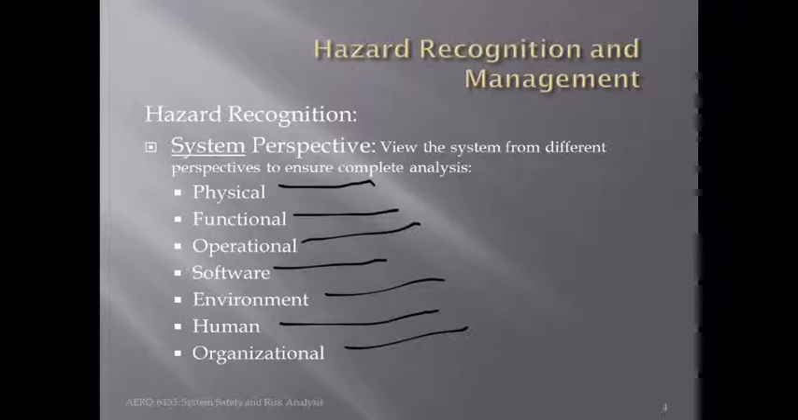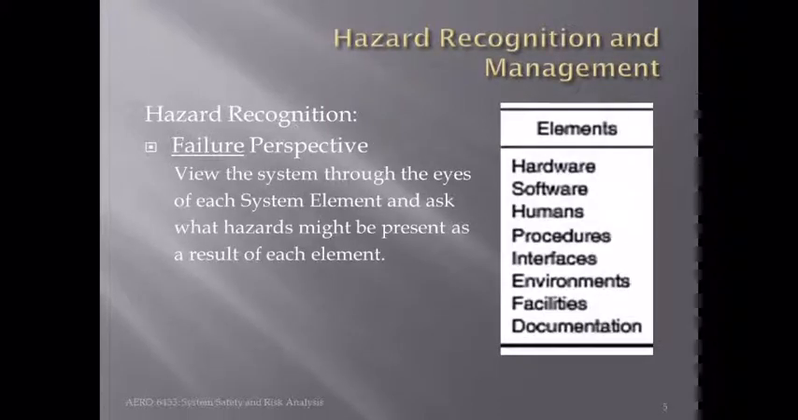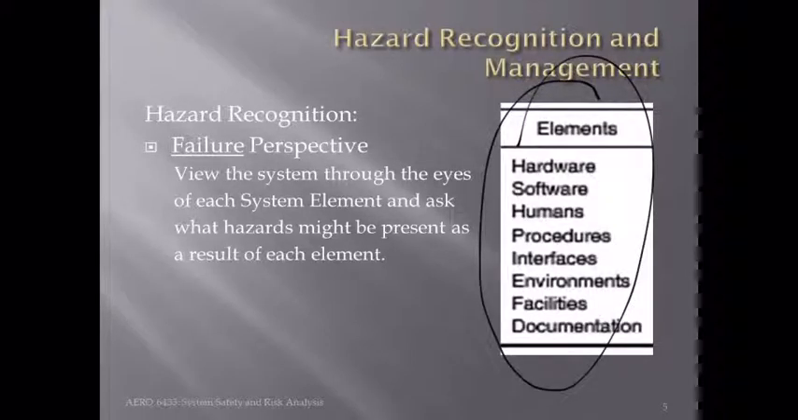In like manner to the system perspective, at a lower level we look at the failure perspective. With each of the system elements that we learned about in a previous lesson, we ask what hazards might be present as a result of each element. Is our hardware subject to fatigue, cracking, breaking? Is there redundancy to protect the system if it does break? Are procedures adequate? Concise, clear, appropriate to the job at hand? What hazards might be present as a result of each element?